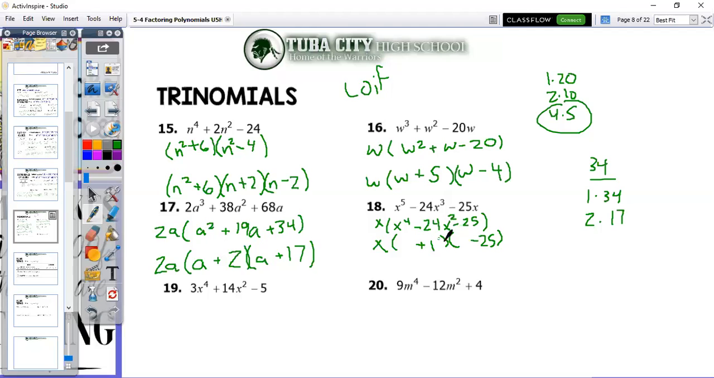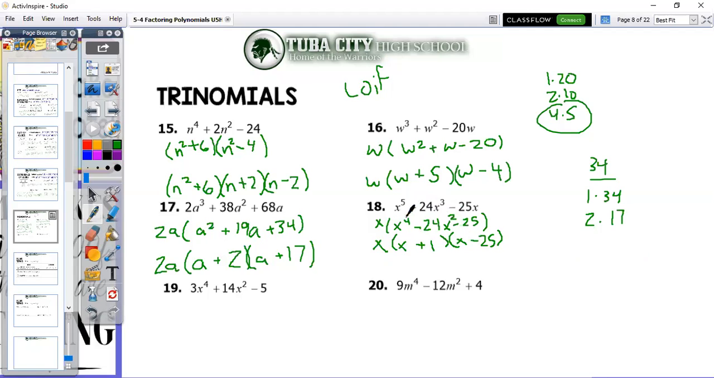Now, this one's a little bit of a tough one because this x squared is a little bit different than some of the other things we've been working with. But let's see, we have an x, we can't just use x and x, okay?